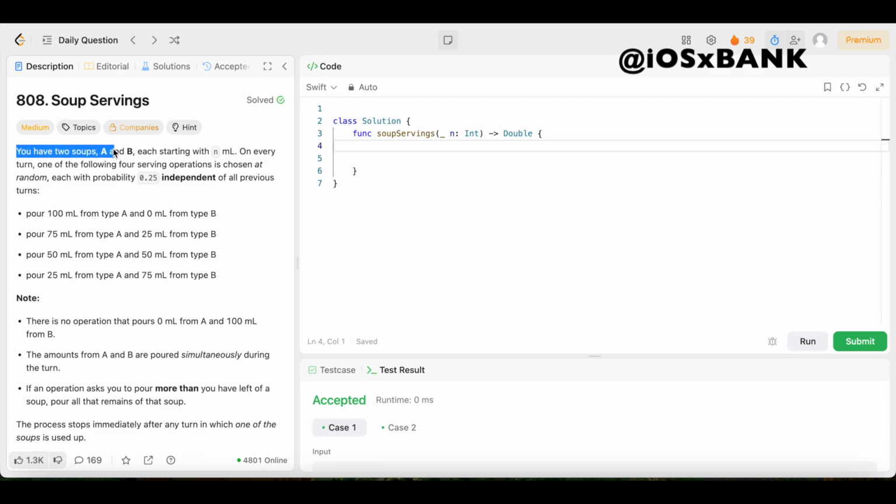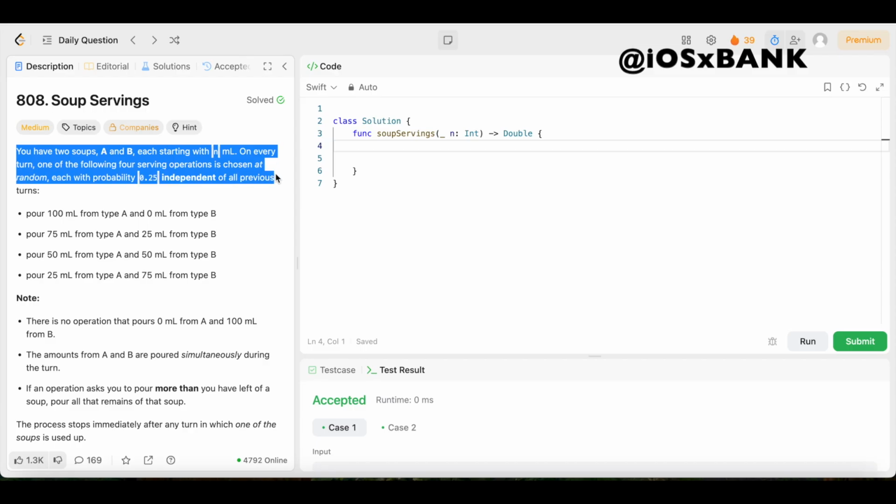Now let's see what the question says. You have two soups, A and B, each starting with N milliliters. On every turn, one of the following four serving operations is chosen at random, each with the probability of 0.25, independent of all previous turns, so a 25% probability.